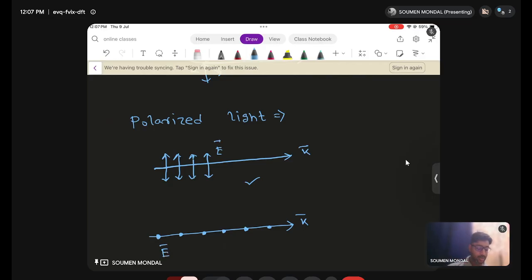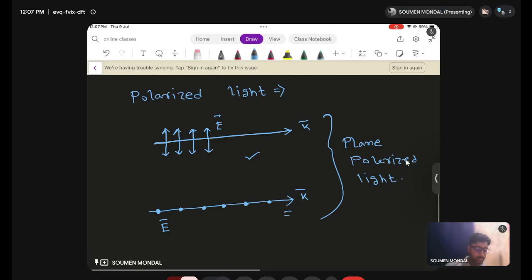So here the light is polarized. Both are actually called plane polarized light. Now for this type of light, if you imagine the light rays coming towards our eyes horizontal to the ground, in this case the electric field oscillates parallel to the ground. So this type of light ray is sometimes called horizontally polarized light.